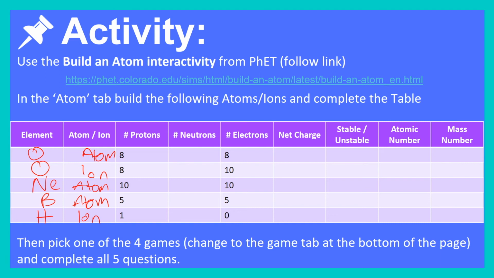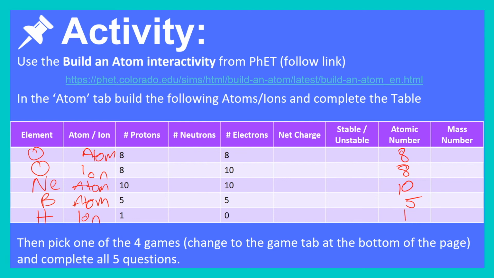The one other thing you should have gotten the same would be the atomic number. Now the atomic number and the number of protons are the same thing, so we can just take any number that's in the proton category and transfer that across. So this should go 8, 8, 10, 5, 1. So that's what you should have.